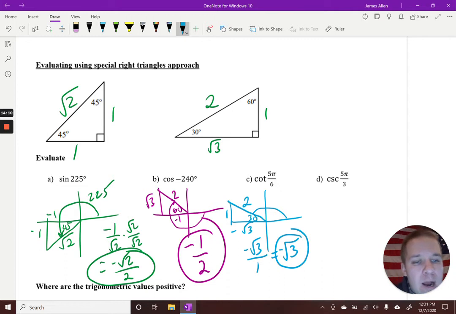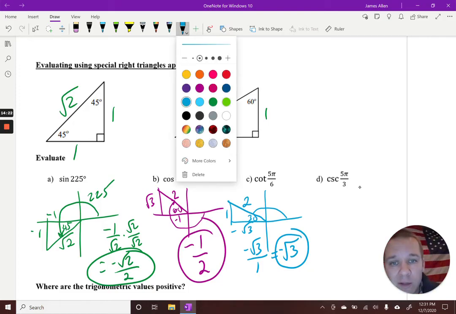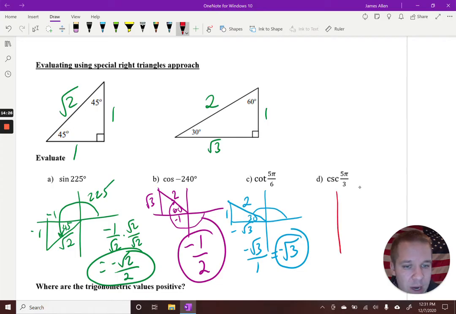Cool. All righty. And cosecant of 5 pi over 3. Well, 5 pi over 3, that's almost 6 pi over 3, which is a full rotation, right? So we're looking at, I'll change colors once again, we'll go with a red. I'm going to be in my fourth quadrant on this one. And since it's over 3, I know that it is a 60-degree reference.